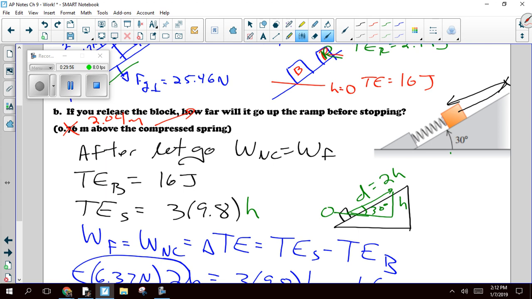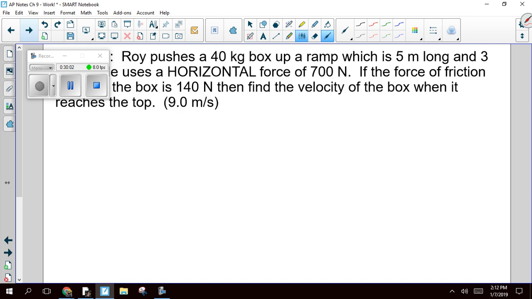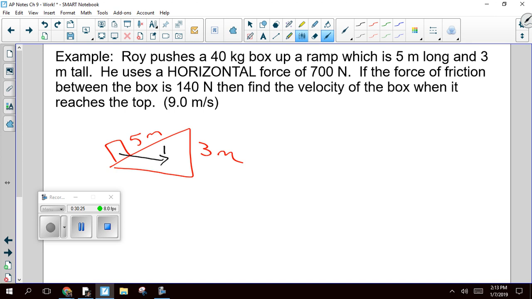So I think the last thing I'm going to do then is I'd like you guys to, on your own, see what you can do with this guy. All right. Roy pushes a 40-kilogram box up a ramp that's 5 meters long and 3 meters tall. So the length is the hypotenuse. So it's 5 meters long, 3 meters tall. All right. He uses a horizontal force of 700 newtons. Okay. So the block is going to be here. Roy's force is horizontal. Okay. The force of friction is 140 newtons, so I just gave you the force instead of asking you to go through coefficients and whatnot. And so, your force of friction is going to be this way.